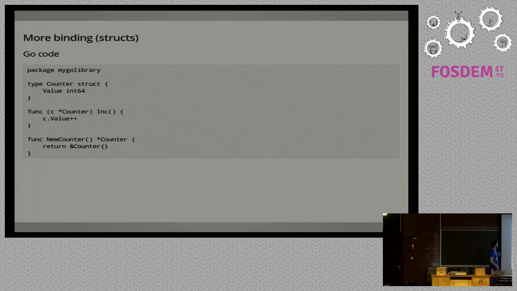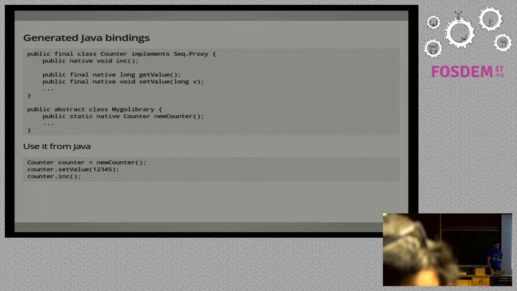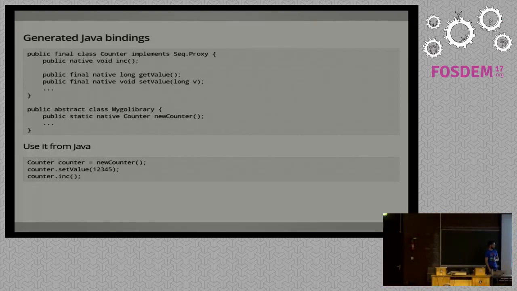More examples. Here you have a struct with a few functions. And this is what it will be generated at the binding. One thing to point out is Go Mobile is not transpiling your Go code. It's making a shared object library, generating some bindings, and packaging everything in an AAR file.